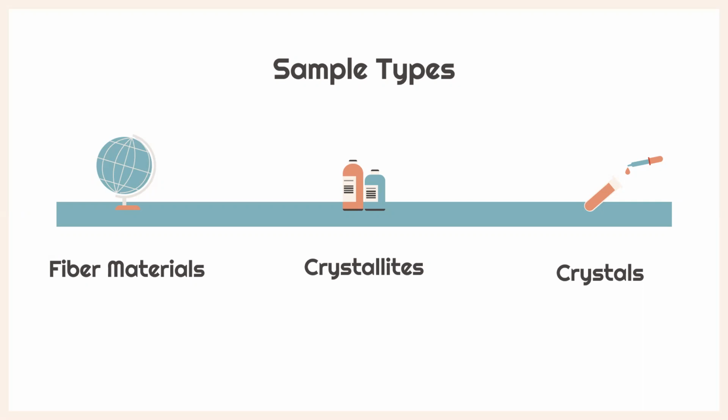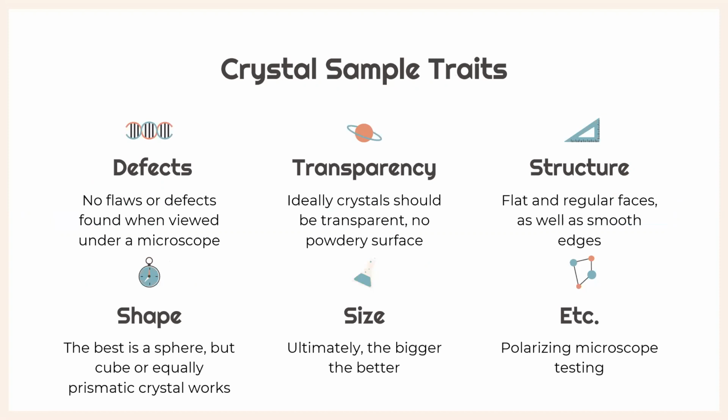And finally, there are crystals. These are the hardest type of sample to produce with the best possible quality because of the many traits that make up a good quality crystal. So here are the main attributes that are considered when producing a crystal for X-ray crystallography. The first thing to consider are flaws or defects that can be viewed under a microscope.